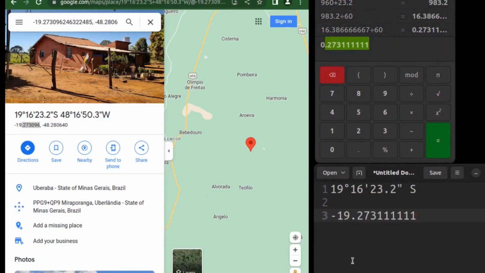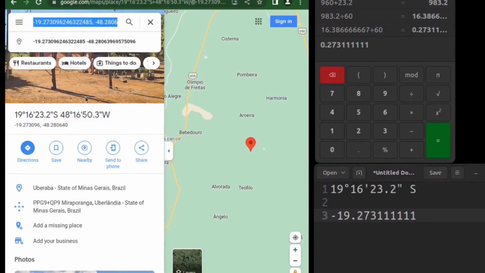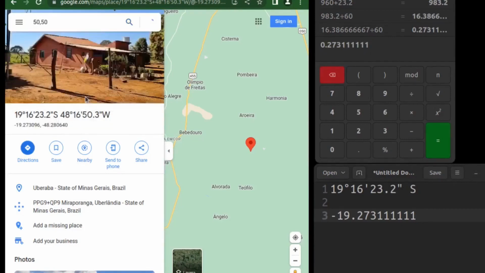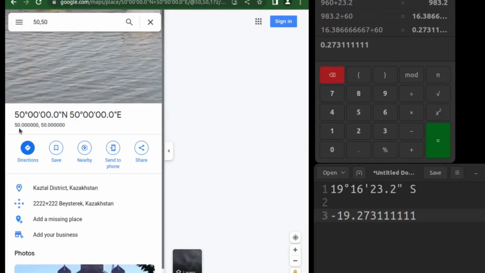Just put it here, and as you can see, the result is almost the same. However, we haven't considered the decimal values in detail. You can follow the same steps for the longitude. As you have seen, S or south is used for negative latitude. W or west is used for negative longitude. But if they were positive, for example, 50 and 50, for latitude we use N for north, and for longitude we use E for east.